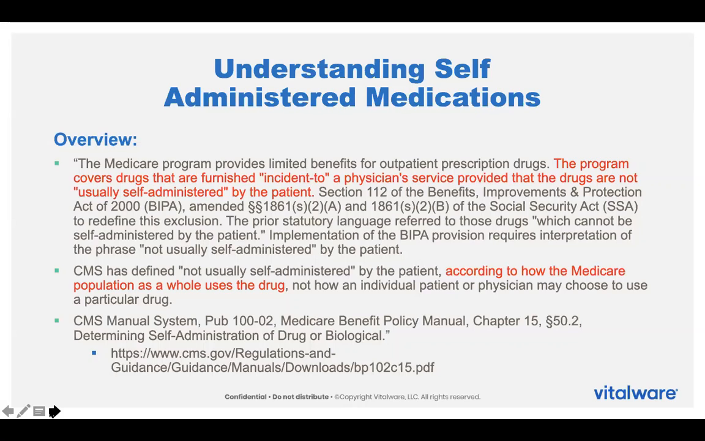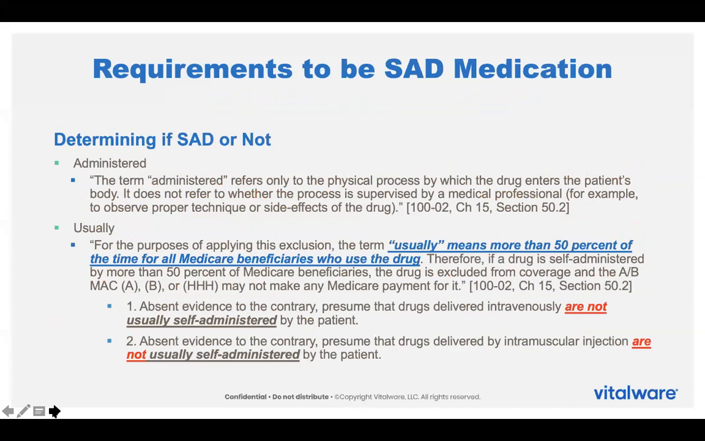Self-administered is not by the patient, but according to how the Medicare population as a whole uses it. So can 51% of the population take this medication? If it's a tablet, yes. If it's a cream, yes. If it's a sub-Q like an insulin, yes. So it's not how the individual or physician chooses to apply it, it's how can 51% do that.